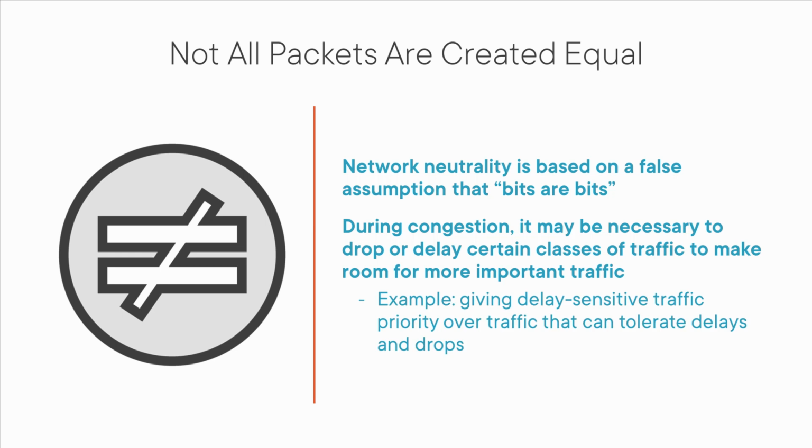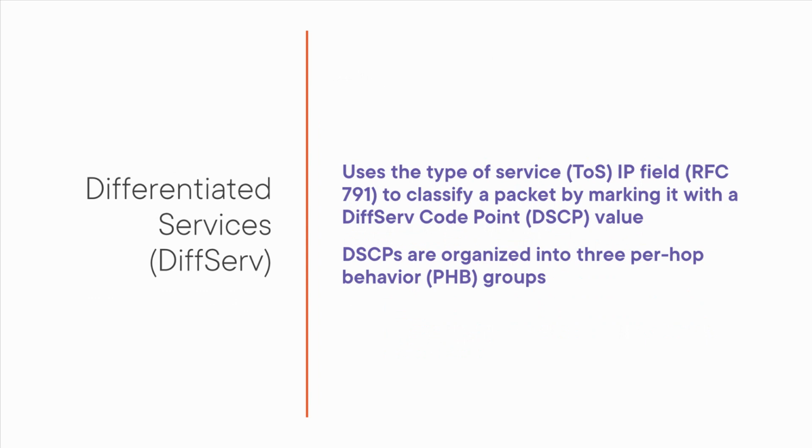For example, traffic that's sensitive to delay or loss would be classified as delay sensitive and treated differently than traffic that is not sensitive to loss or delay. Differentiated services, or DiffServ, is a framework that uses the type of service, or ToS byte of the IP field, to classify or mark a packet. The way this works is DiffServ sets the ToS field with a DiffServ code point, or DSCP value.